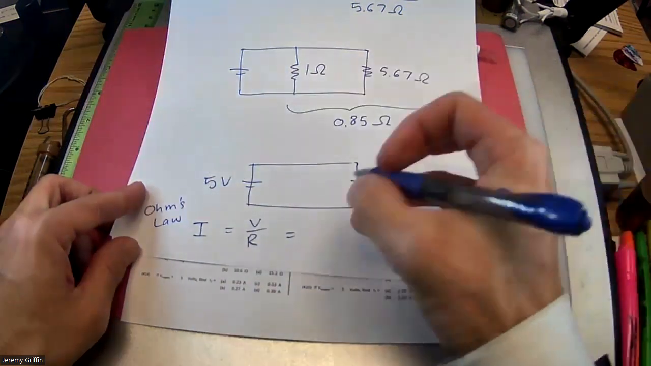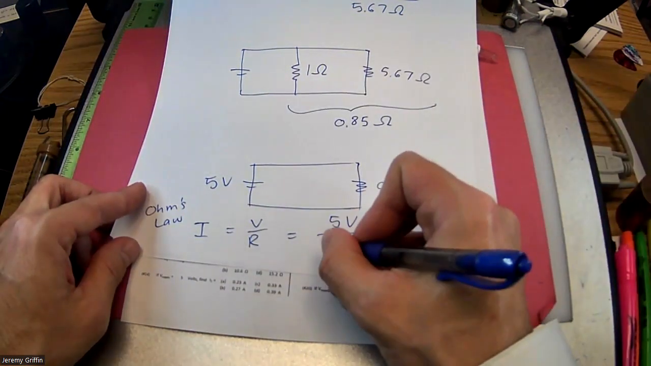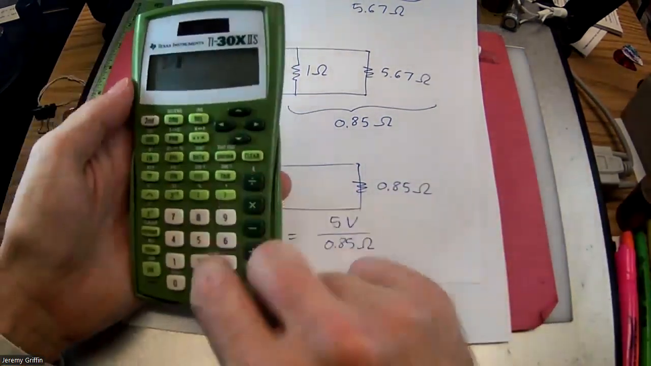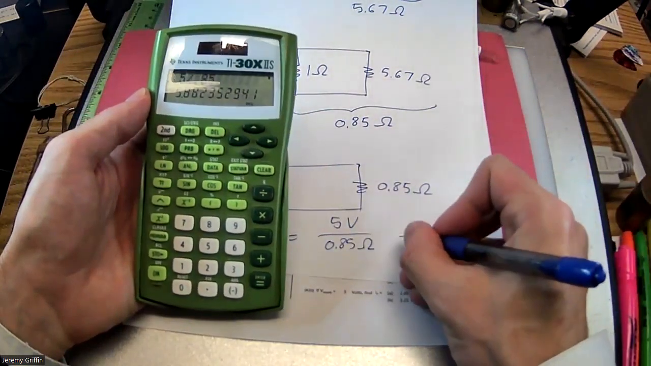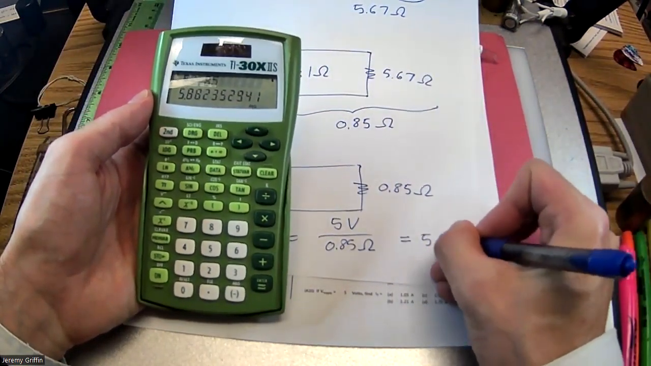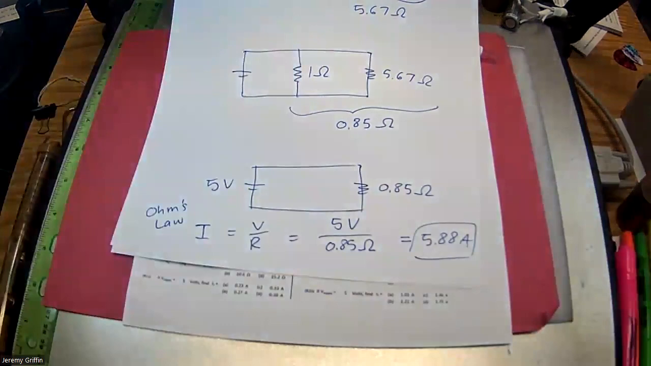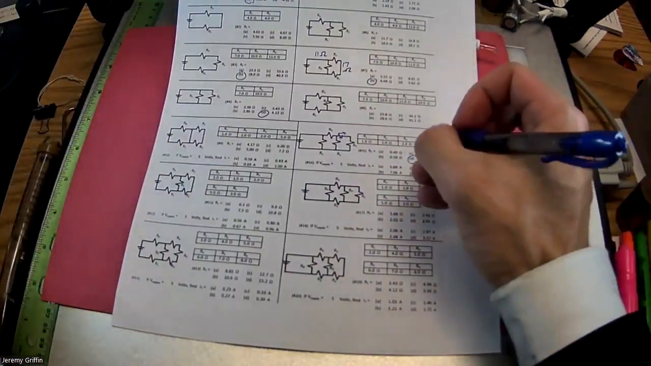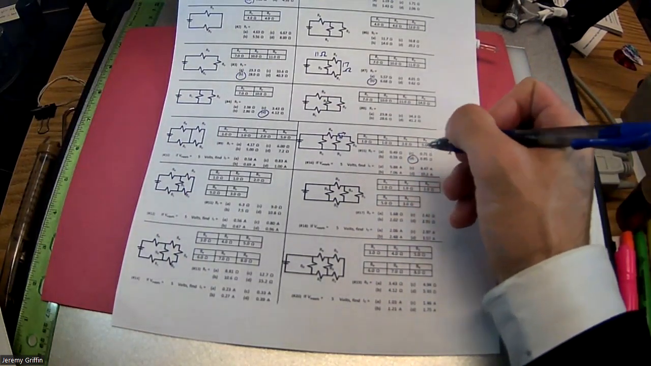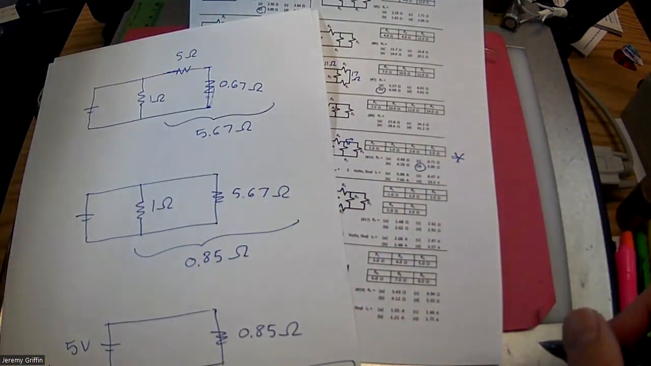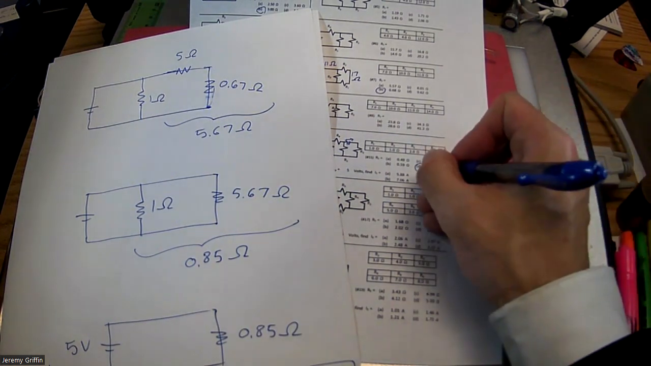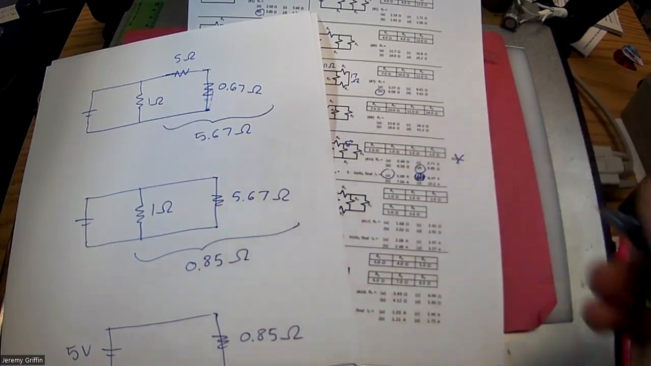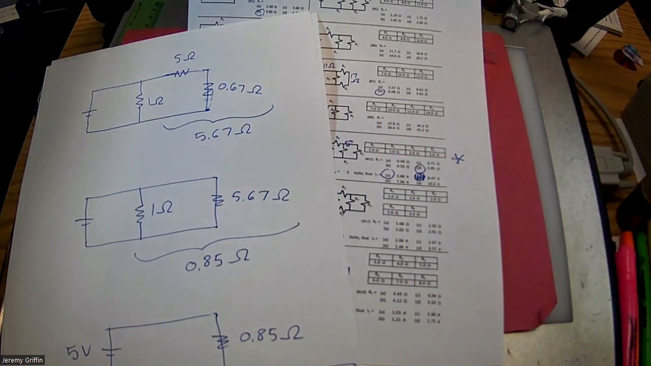Okay? So I got 5 volts on 0.85 ohms. That's 5 on 0.85. That's 5.88 amps. Okay? That many amps. Wait, hold on a minute. Did we round a bit? We probably rounded, right? Oh no, sorry, it's right there. It's right there. 5.88. Okay. Right. You guys get there? Good.